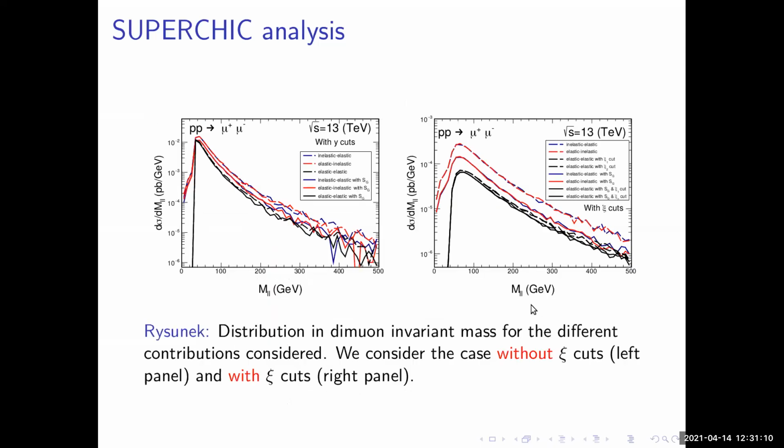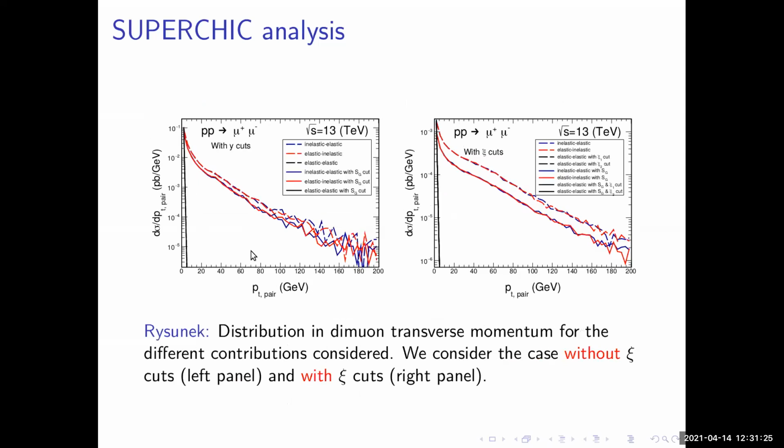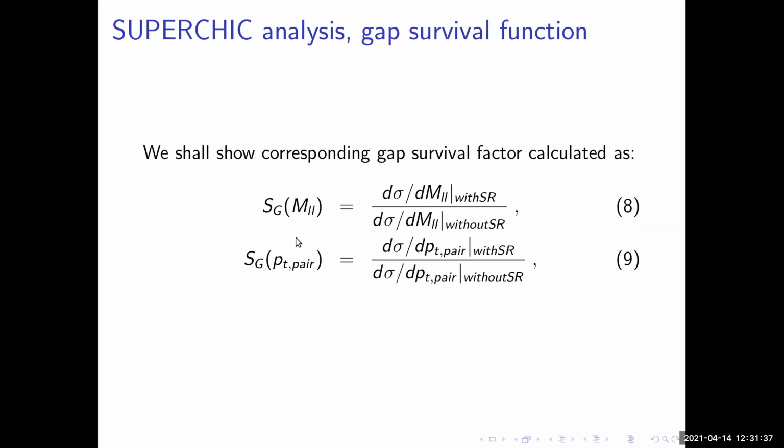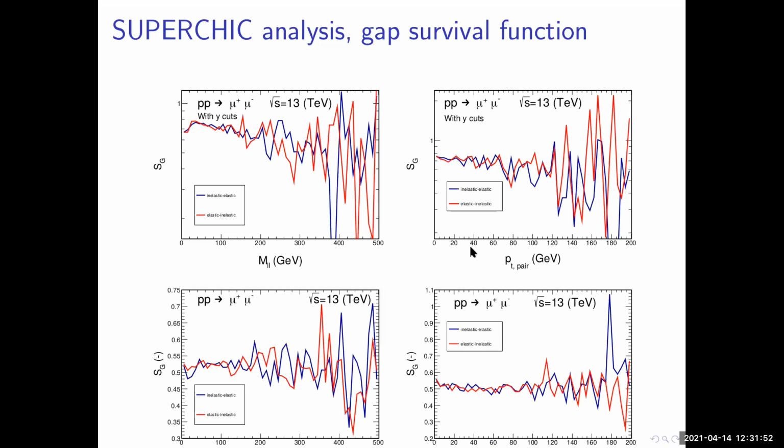Now I want to show some distributions in rapidity. We calculated gap survival in SuperChic. Here you see distributions. There are fluctuations because statistics was not extremely large in this calculation. We calculated different distributions with gap survival, without gap survival, with cuts on xi, and without cuts on xi. The gap survival is just the calculation with the soft gap survival effect included, divided by the differential distribution without gap survival. Here I will show such distributions quickly.